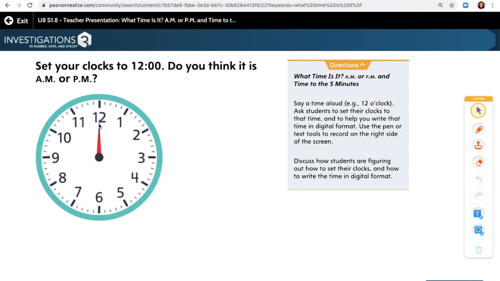Okay, so let's try another time. You can follow along with me as well. So let's do 3:35. So I put my red hand on the 3 and I'm going to move my blue hand. So I know this is 15, 20, 25, 30, 35.